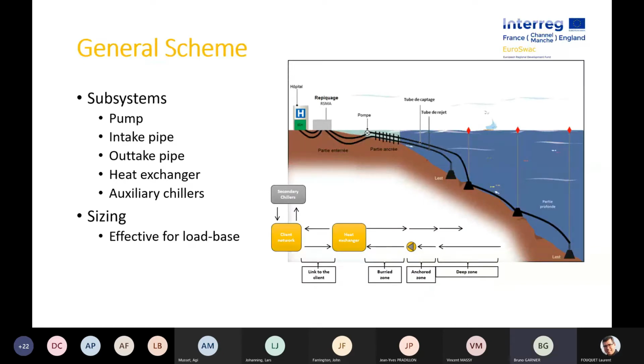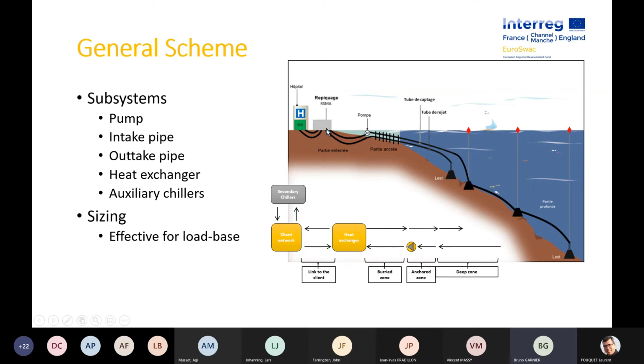The general scheme of a SWAC is it's a matter of pipes. It's a huge pipe that is the intake pipe, a pump that allows water to circulate inside this pump, one outtake pipe to release the water that has been warmed, one heat exchanger that you see in gray here.